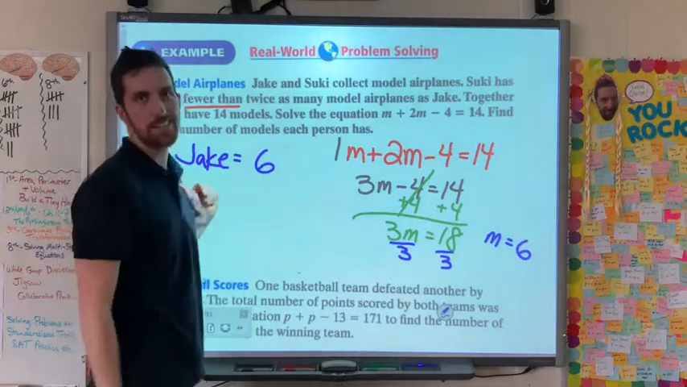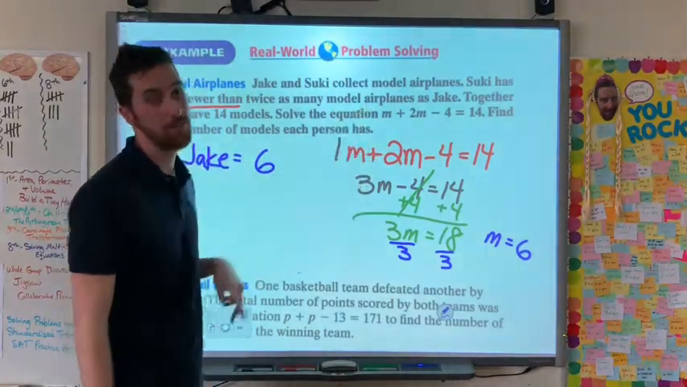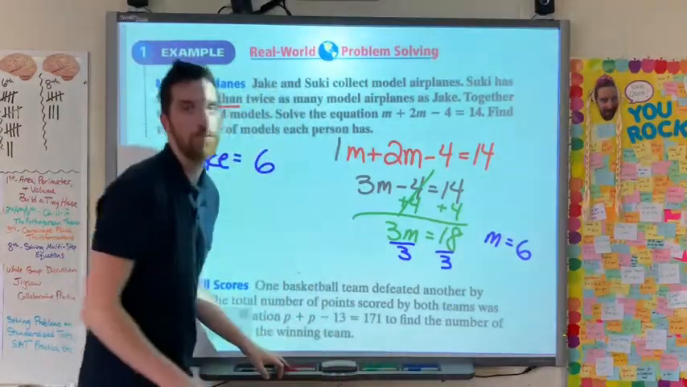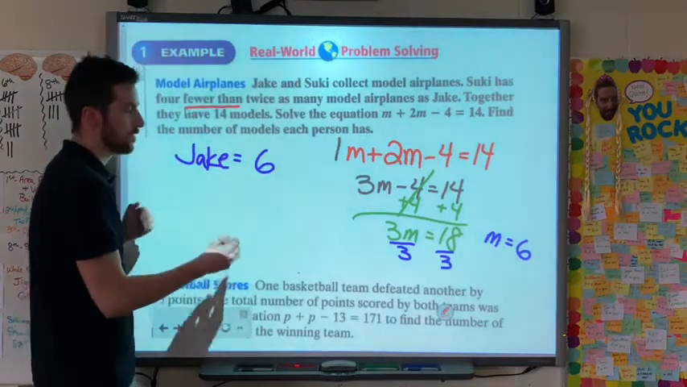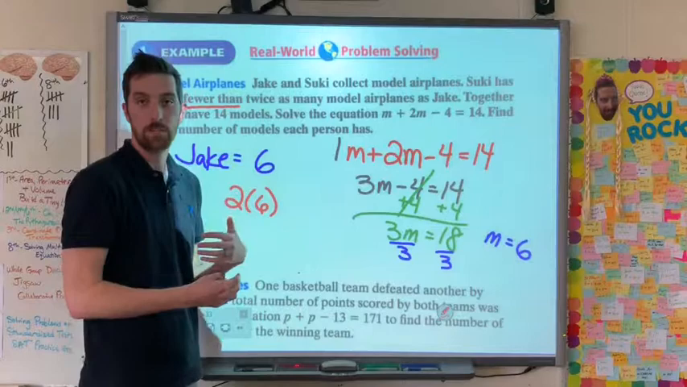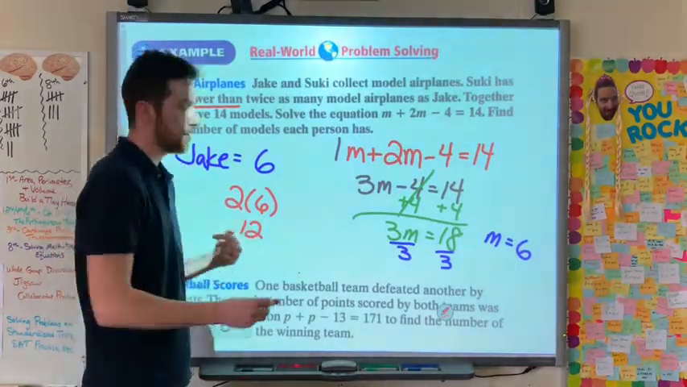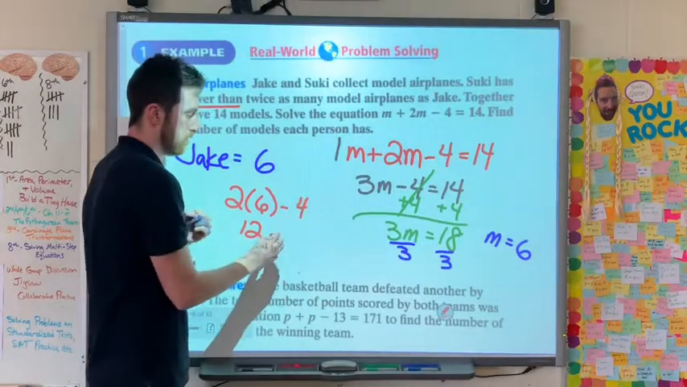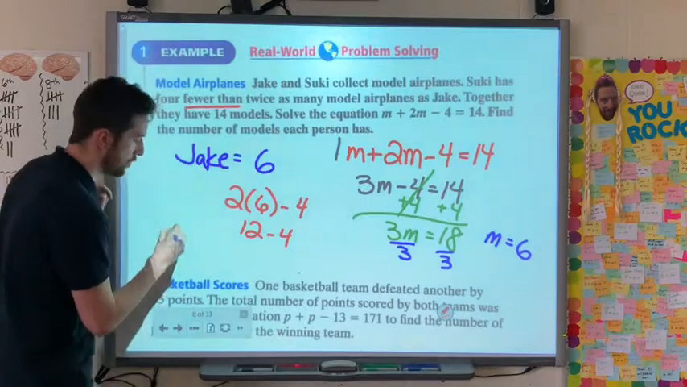So Jake has 6. Now, as far as Suki, you know Suki, it says she had 4 fewer than twice as many. So if we were to put an equation with that, twice as many, 2 times 6 would be 12, but she had 4 fewer than that. So she had to subtract the 4 still.